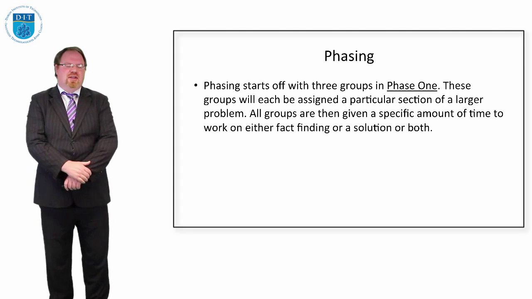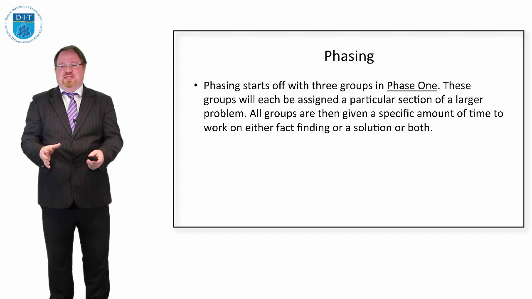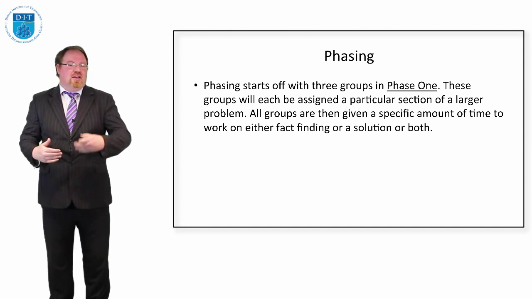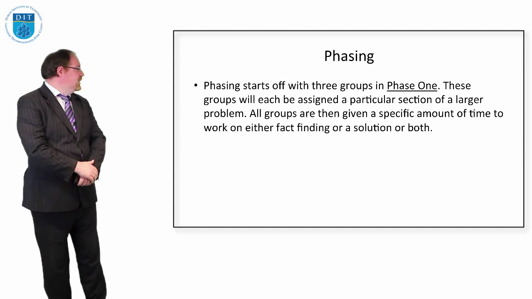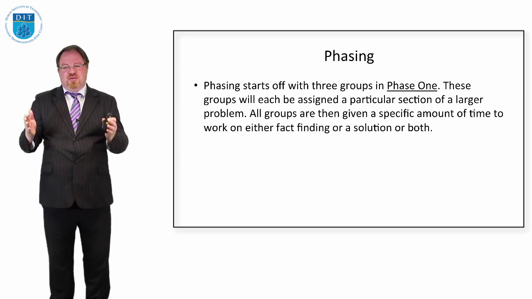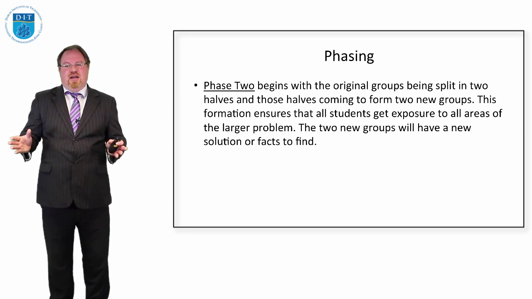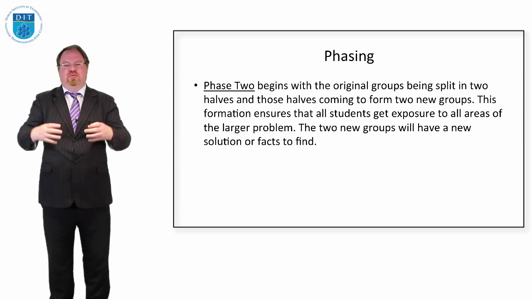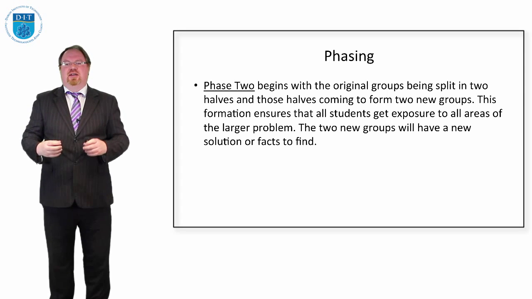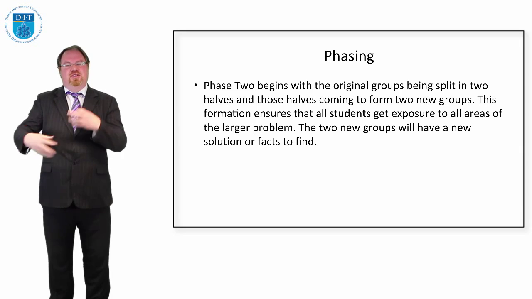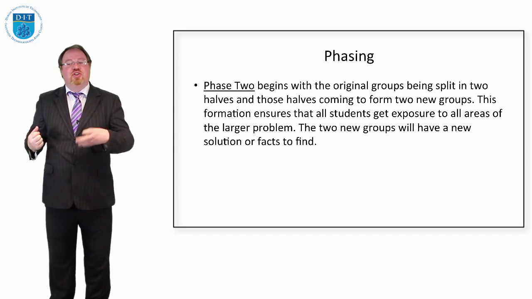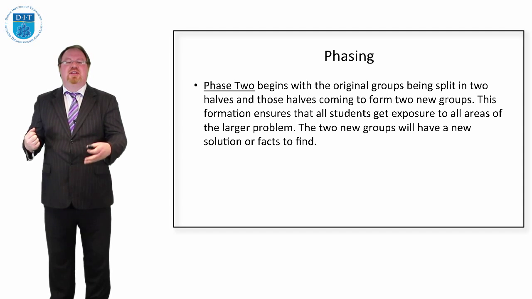You let them work on the problem so that it's not completed once the groups have done their bit, but that they've gotten a lot of the way through the problem. Then in phase 2, you split those three groups in half and you merge half of each of the halves into a single group. So you've got two groups that represent different people from each of the original three groups, and then they continue on working on whatever the problem is.